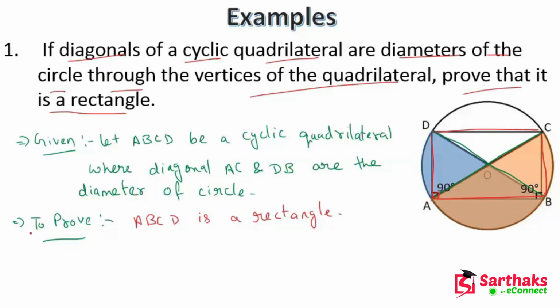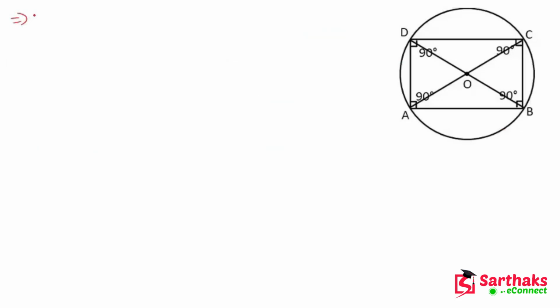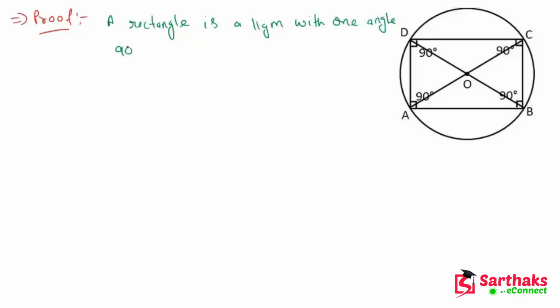Okay, let's start. First of all, we have to prove that a rectangle... we know that a rectangle is a parallelogram with one angle 90 degrees.